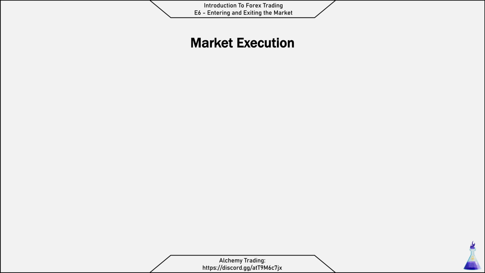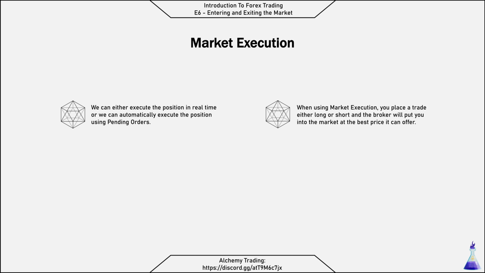When it comes time to enter a trade, there are 2 methods which we can use. We can either execute a position in real time, or we can automatically execute a position using pending orders. The first option is called market execution, and the second option is called a pending order. When using market execution, you place a trade either long or short, and the broker will put you into the market at the best possible price it can offer at that moment in time. So the key point is that you press the button and the position gets entered straight away.